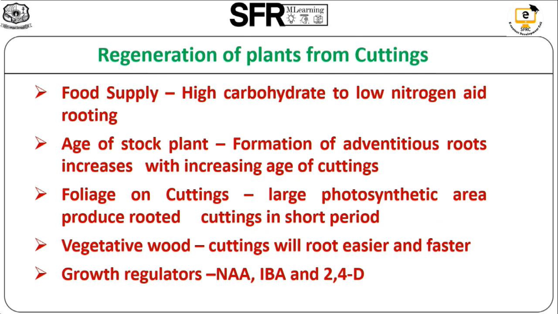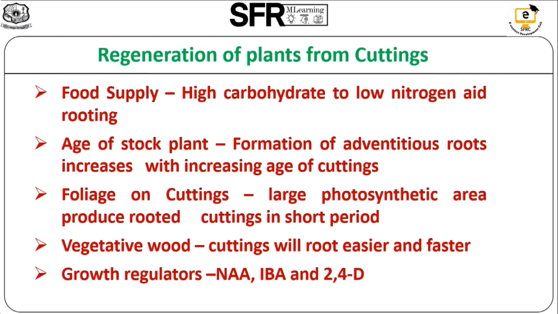Because when we observe outside, morphologically we can see the leaf bud will arise, but before the leaf bud arises, the plant has to start its root. So the first thing has to be the development of root. The development of roots needs a high amount of carbohydrate. And the age of the stock plant matters, that is the formation of adventitious roots. The adventitious roots are the roots which have developed other than from the radicle. It will increase with the increasing age of the cuttings.